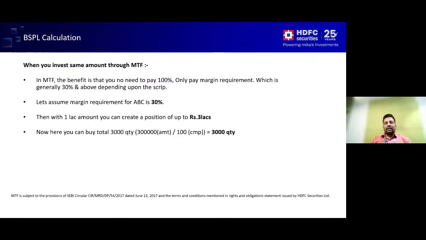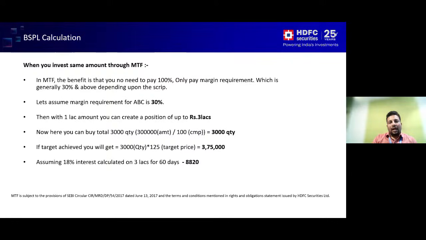Now the simple calculation mentioned over here is that 100 is the current market price, which we are assuming. This is all assumption. So we are getting 3000 quantity. If the target is achieved, you will get 3,75,000. So see the power of the MTF and the leverage a client can get to earn more profit if he uses the MTF. If you compare with the previous example, you are gaining more profit in MTF.